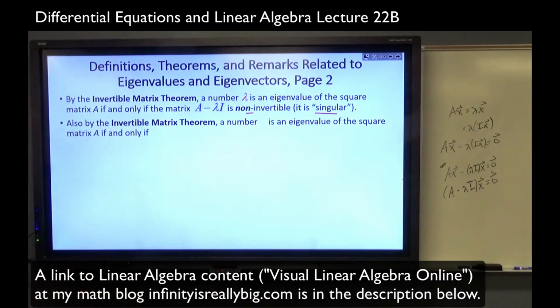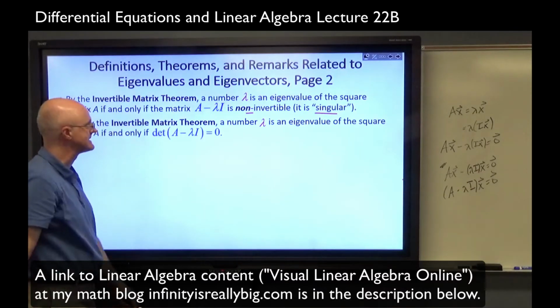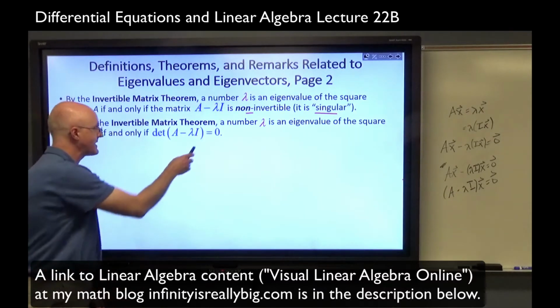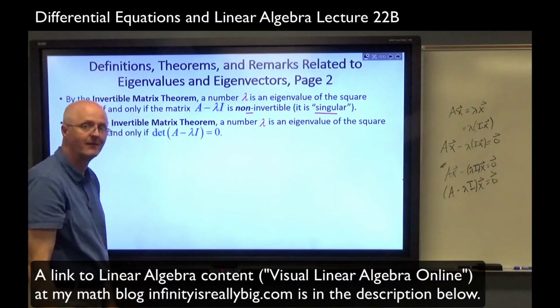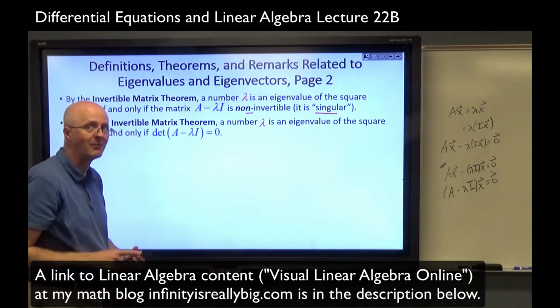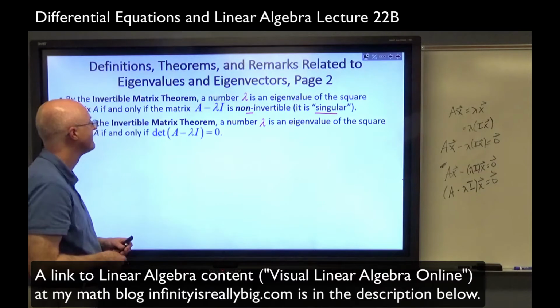Also by the invertible matrix theorem, a number lambda is an eigenvalue of the square matrix A if and only if the determinant of that matrix is 0. Special, it equals 0, not something non-zero. There's only one number that's 0, everything else is non-zero. This is special, this is singular, rare.